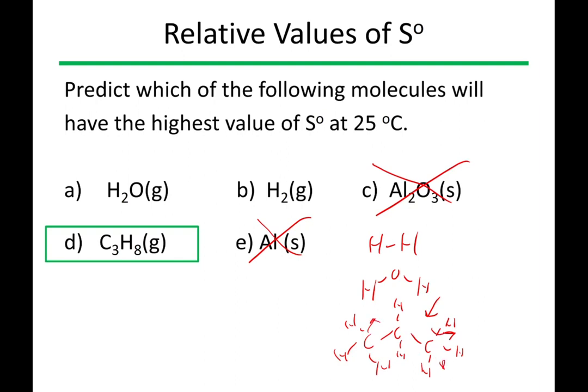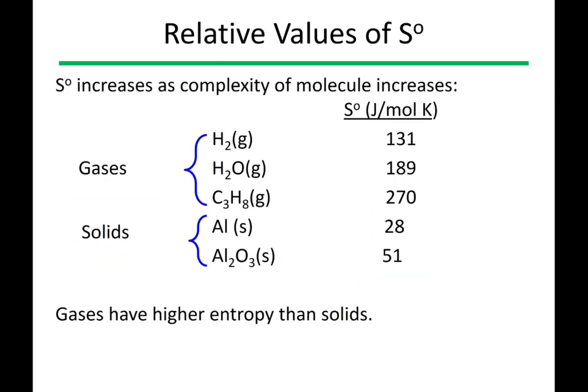So when we get to gases, not only is gas phase higher in entropy than any of the other phases, but gases with larger molecules with more bonds that can move around are going to have a higher entropy than the smaller gas molecules. And here's just a table showing some examples of how, as the complexity increases, the entropy also increases.